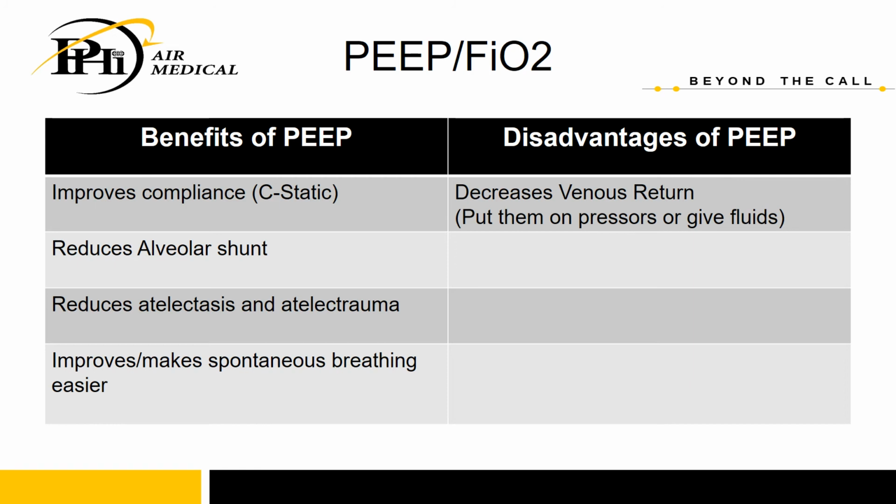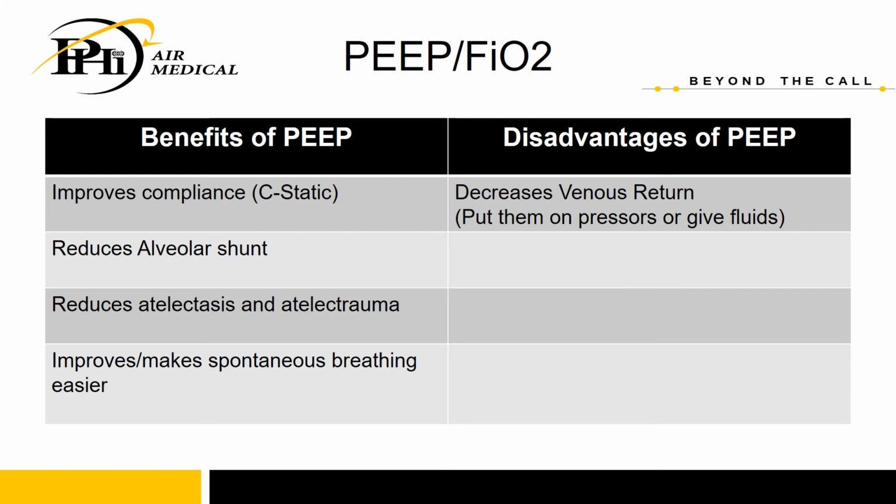The only disadvantage of PEEP is that you do decrease venous return, and that's only at higher PEEPs, really. So you do have a decrease in venous return immediately when you put a patient on positive pressure ventilation versus negative pressure ventilation, which they do when they're spontaneously breathing. But when you have 5 of PEEP or 8 of PEEP, you generally are not going to see a large decrease in their blood pressure.